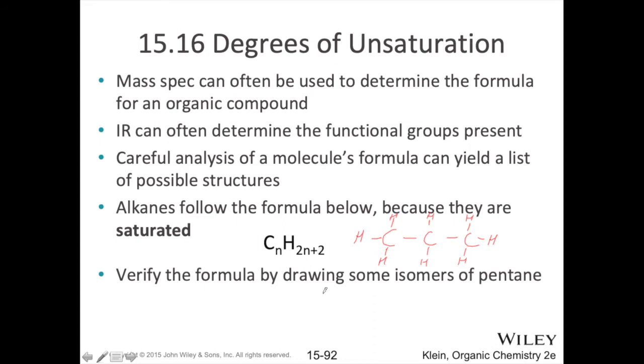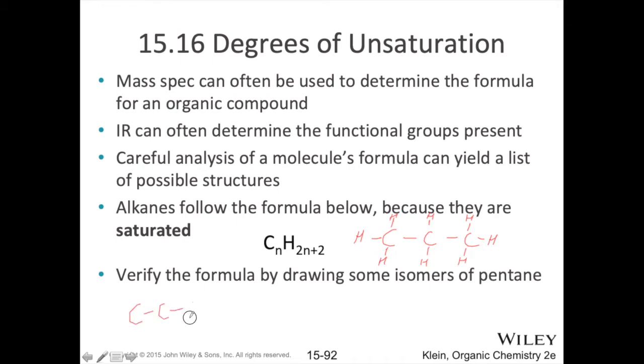We could try this out with pentane as well. Actually drawing out isomers of pentane will give you a feel for why you still have the same formula for the same pattern, even if you are dealing with a branched alkane. So, for example, let's say we had 2-methyl butane. I mentioned earlier that butane is going to be C4H10, right?